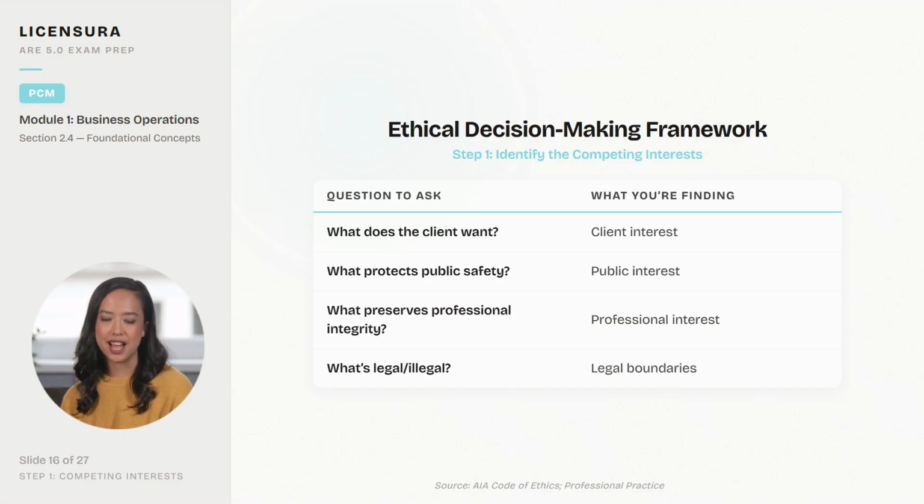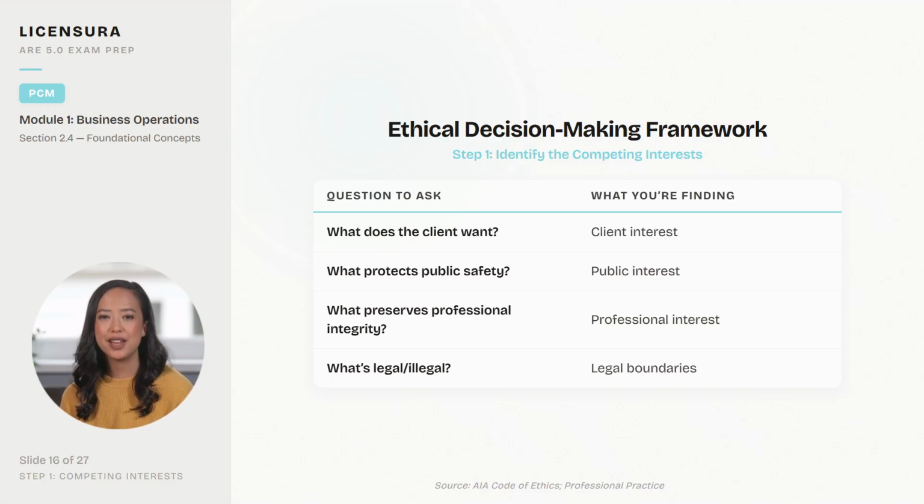Step 1. Identify the competing interests. Ask yourself 4 questions. What does the client want? That's the client interest. What protects public safety? That's the public interest. What preserves your professional integrity? That's the professional interest. And what's legal or illegal? Those are your legal boundaries. Map out all the interests at play before you even look at the answer choices. This is how you avoid getting tricked by a plausible-sounding wrong answer.